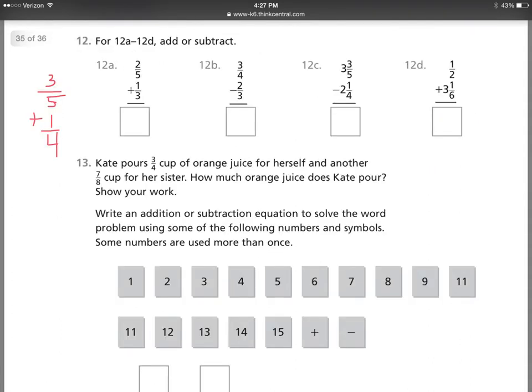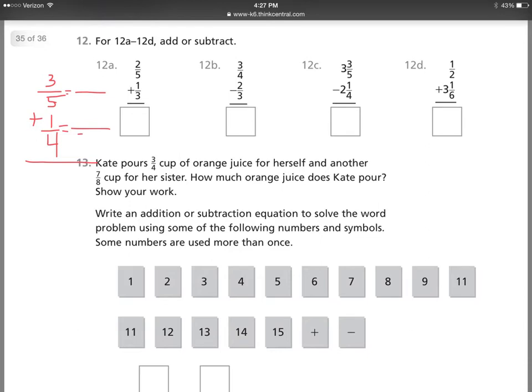Here on number 12, there are really 4 problems. There are addition and subtraction, so the first thing you want to do is make sure you locate the sign and do the right thing. I have an example problem over here. So the first thing we want to do is rewrite it standing up, which is done already for you.